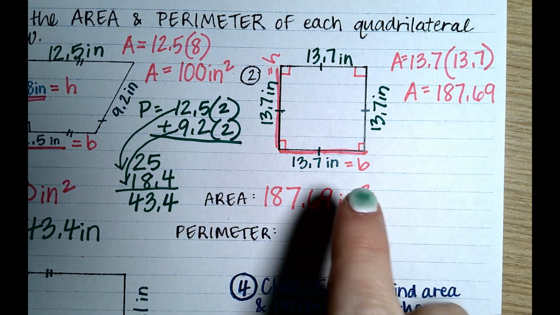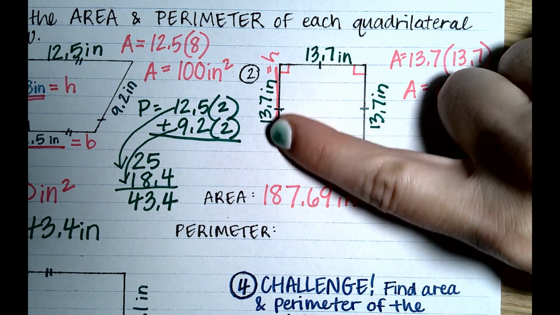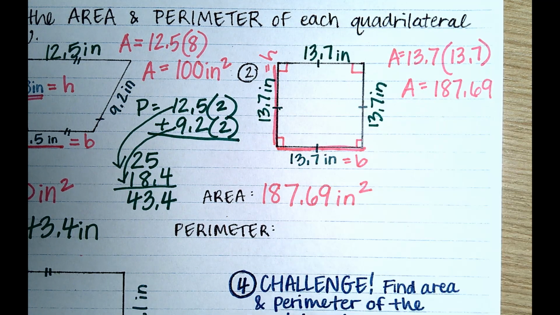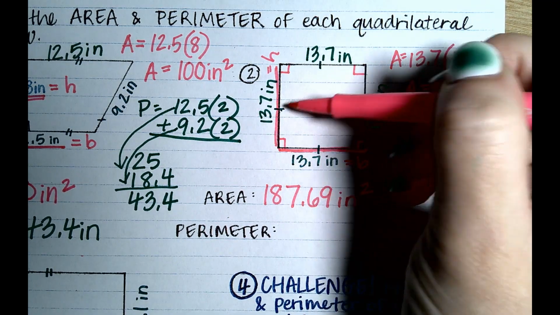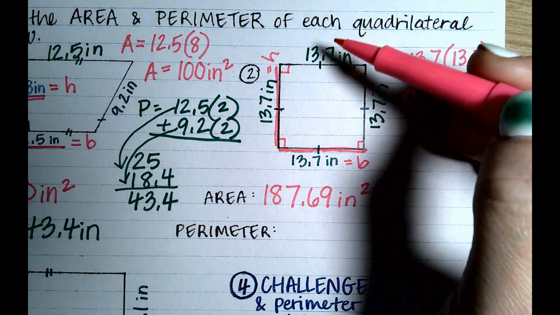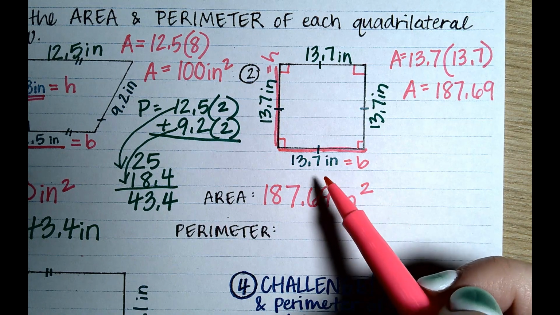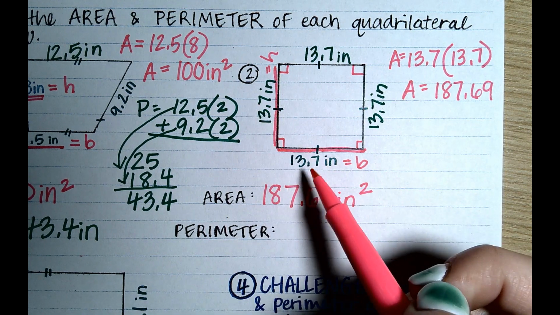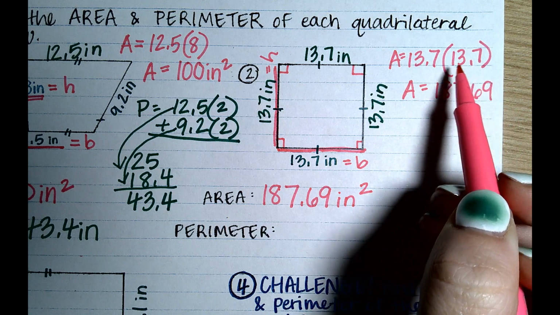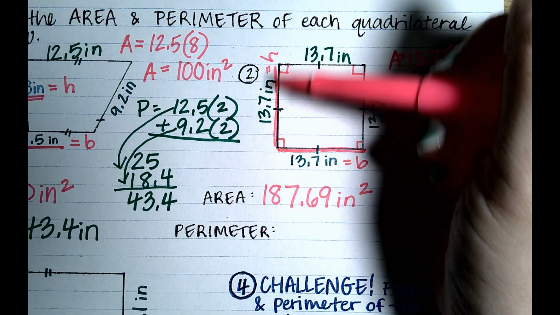I'm sorry, how'd you get that again? So we took the base, the 13.7, times the height, also 13.7. And we knew that these were all 13.7 because they all have the same one tick mark. You just added them all together. So if I added them all together, I would get my perimeter. For area, I multiplied them. I did 13.7 times 13.7 because that's the base and it's also the height.